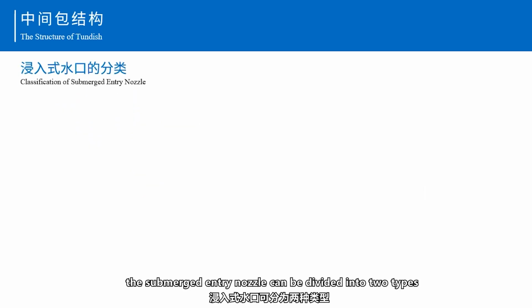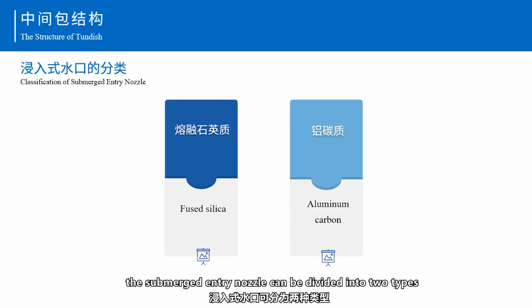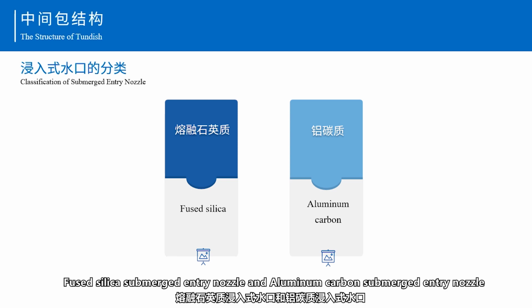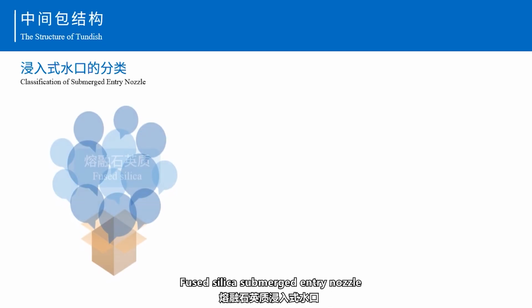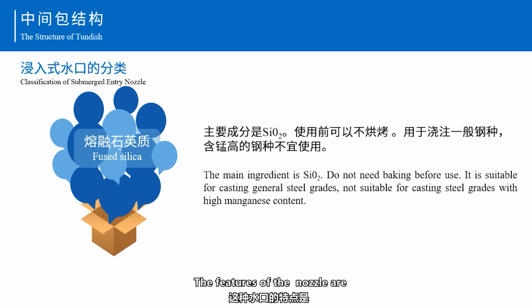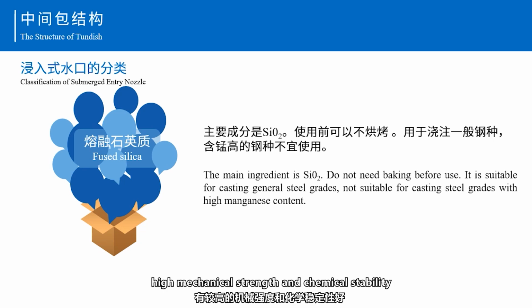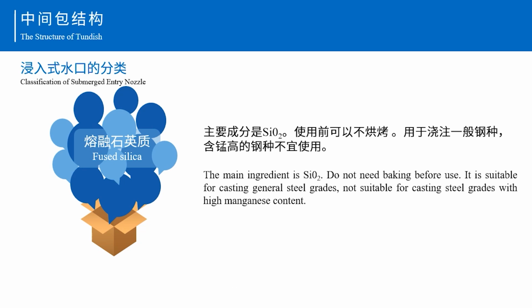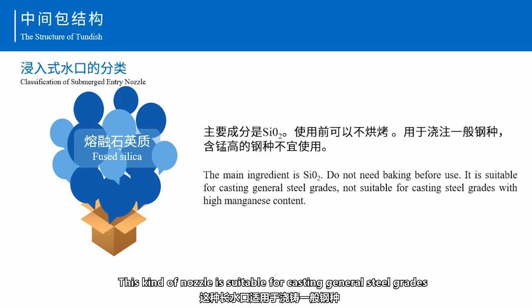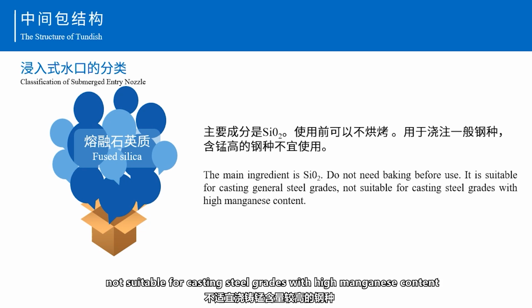According to the material, the submerged entry nozzle can be divided into two types: fused silica submerged entry nozzle and aluminum carbon submerged entry nozzle. Fused silica submerged entry nozzle. The features of the nozzle are good thermal shock resistance, high mechanical strength and chemical stability, and acid resistance, slag erosion resistance. Do not need baking before use. This kind of nozzle is suitable for casting general steel grades, not suitable for casting steel grades with high manganese content.